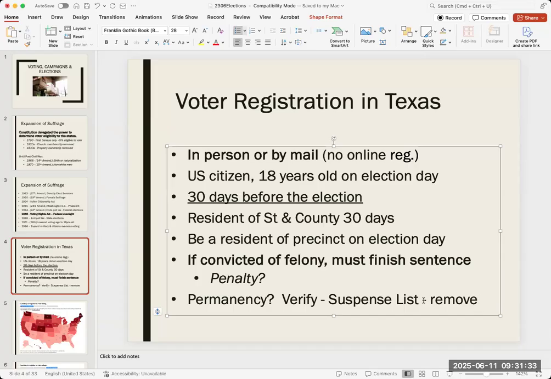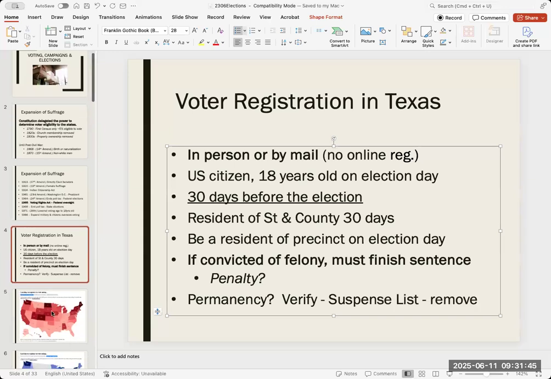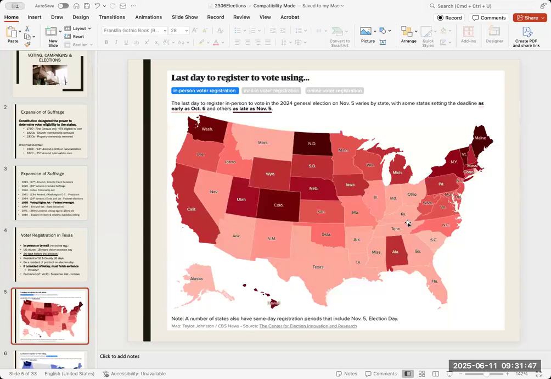So it is your responsibility, once you register to vote, but well before the 30-day deadline, to go to the Secretary of State's website and just verify that you are still registered to vote. And if you've moved, you need to update that information. So voter registration deadlines vary from state to state.